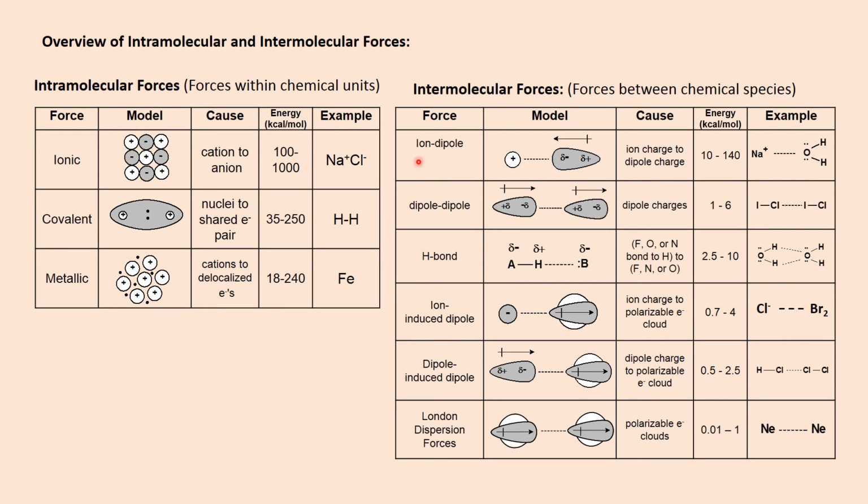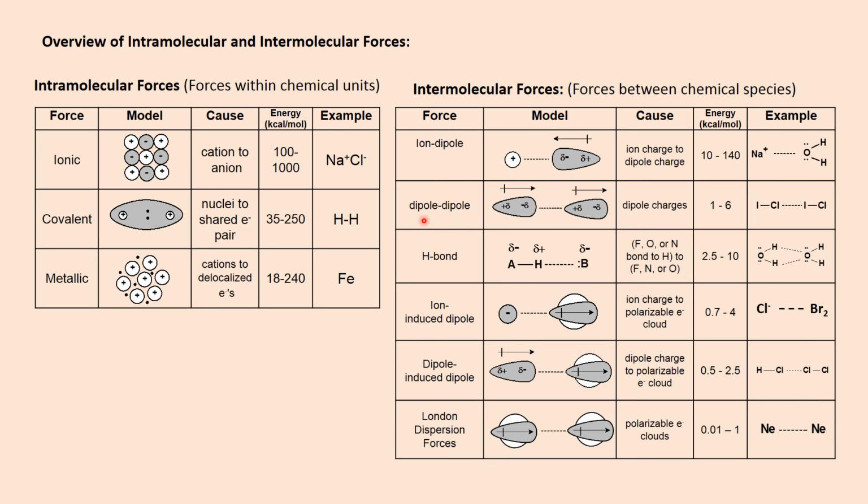And there are 6 different kinds we're going to describe. The strongest of these is termed an ion dipole force of attraction, as we might see when sodium ion is dissolved in water. Sodium being the cation, water providing us with this dipole. So the negative end of the dipole here, oxygen, is attracted to the cation. This is in the range of 10 to 140 kcals per mole. It's referred to as an ion dipole attraction.